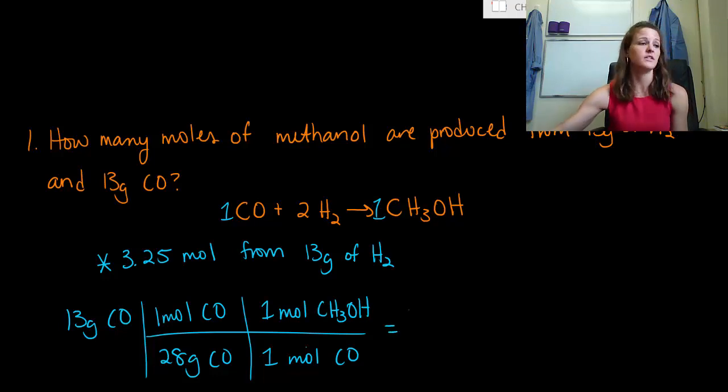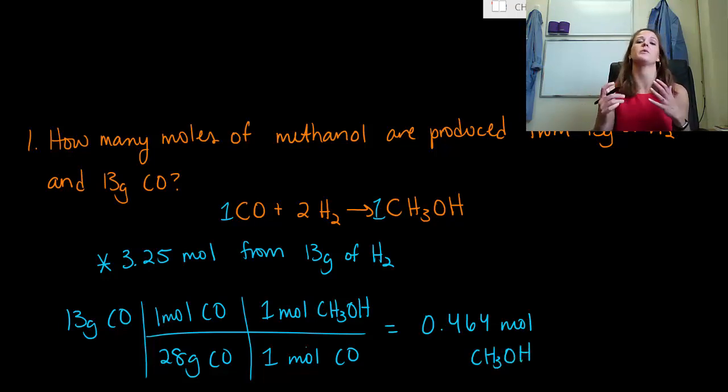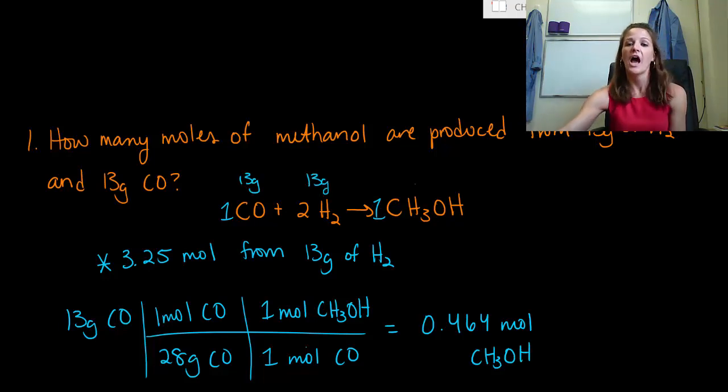Now we just plug this into our calculator, and we can see that using 13 grams of carbon monoxide, we can only create 0.464 moles of methanol. So this is a very, very standard limiting reagent problem. We're telling you that we have 13 grams of this carbon monoxide, 13 grams of this hydrogen. How much of our methanol can we actually create?